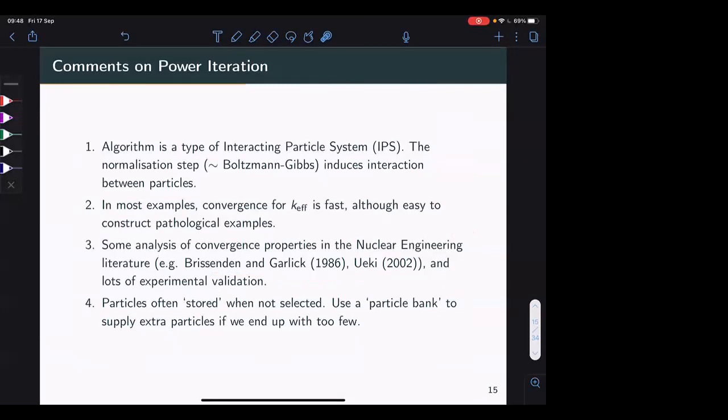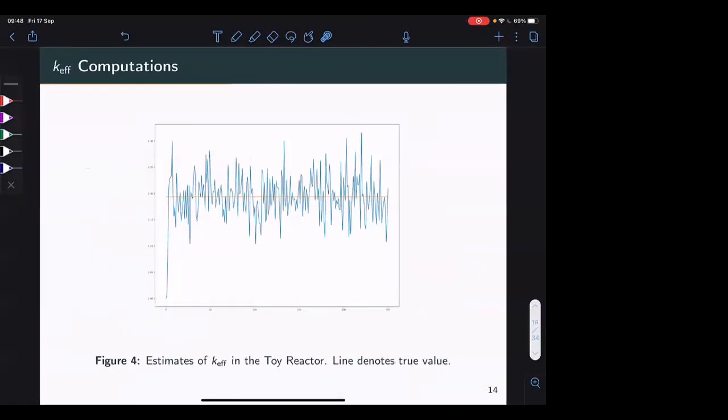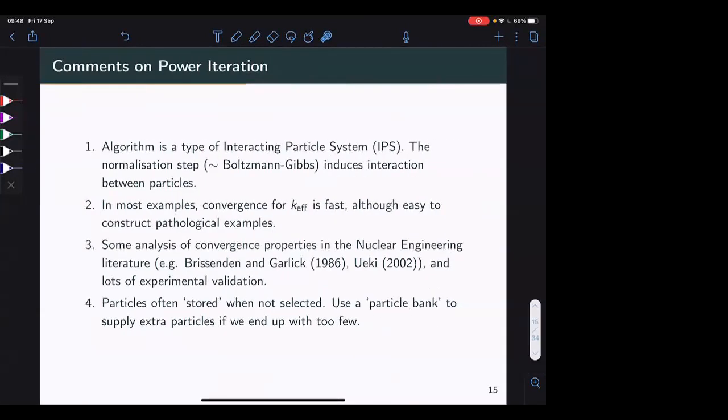But one of the things that's particularly difficult to understand is what correlation properties might look like. So how do we understand correlation in here? And in particular, actually, well, I'll come back to this in a second. As I said, rather than throwing away particles or duplicating, often some sort of particle bank is used.